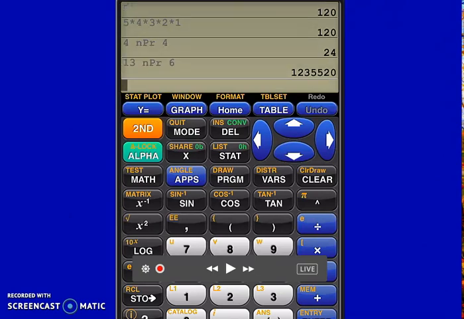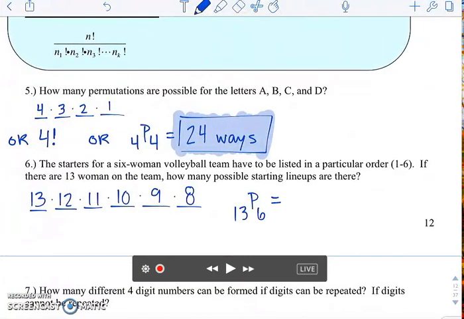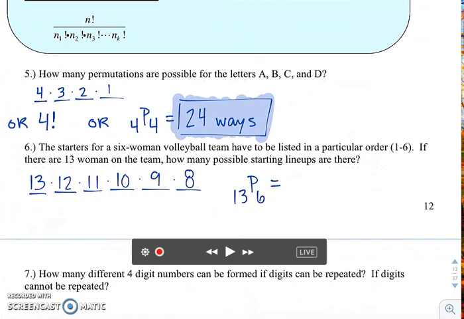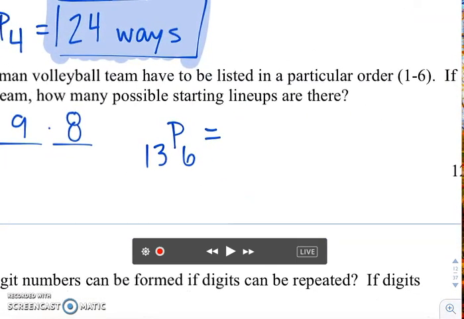is 1,235,520. I told you these numbers get pretty big, so you didn't do anything wrong if you get a larger number. But that's how many different ways there are to start 6 players for the volleyball team.